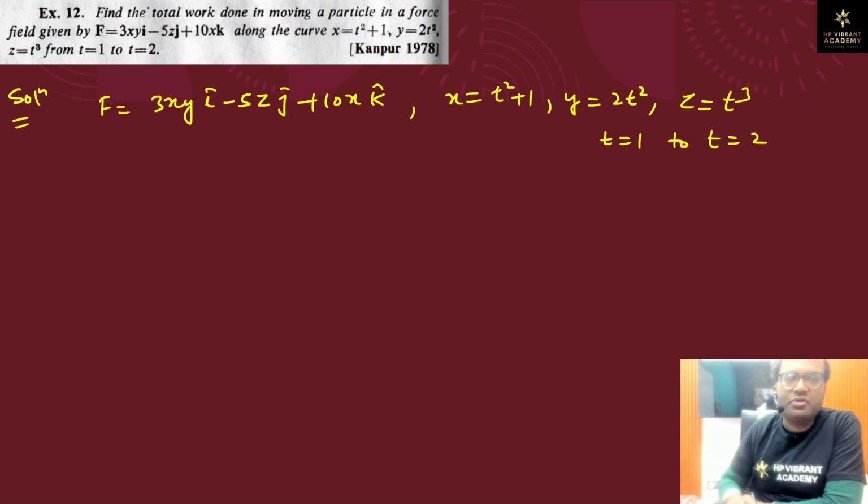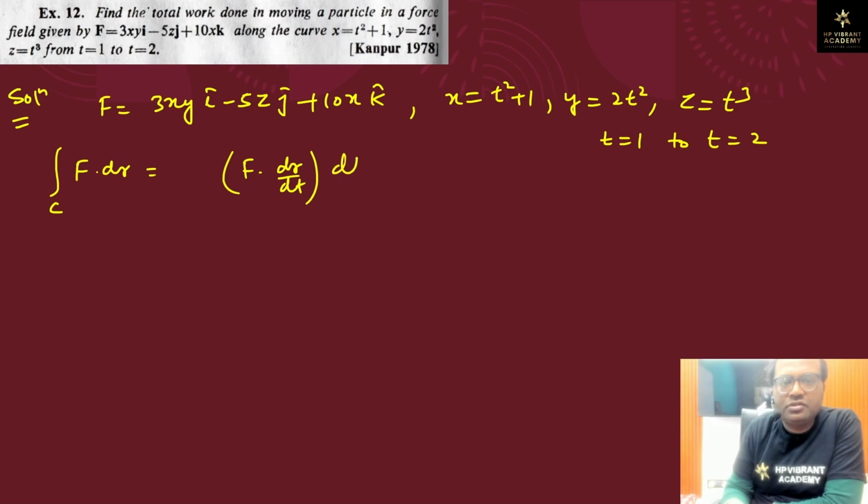So what is the expression for the work done? The expression for the work done is the integral of f dot dr along the curve C. We can write this as f dot dr upon dt into dt, so we can change this in terms of t, because we have the limits on t as t is equal to 1 to t is equal to 2. So let us convert this. The expression of r is x i cap plus y j cap plus z k cap.